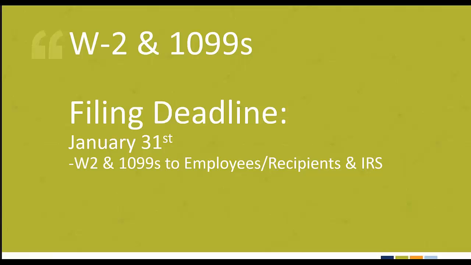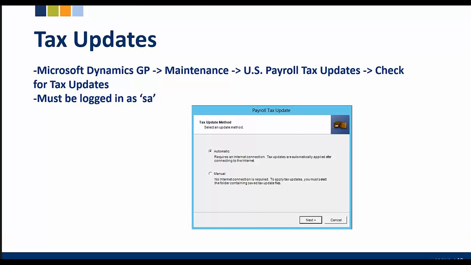W-2s and 1099s, the filing deadline for employee and employer is January 31st. That, of course, is because they're trying to combat tax fraud. So if everything is submitted at the same time, they're hoping that's less inclined to happen. So again, W-2s and 1099s, employee and employer copies. The deadline is the 31st.